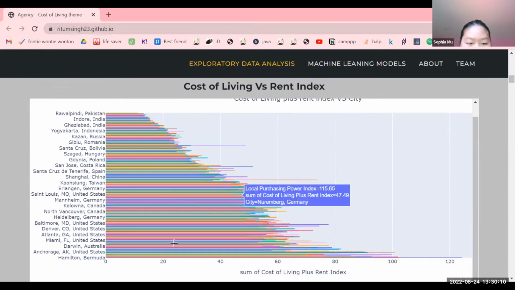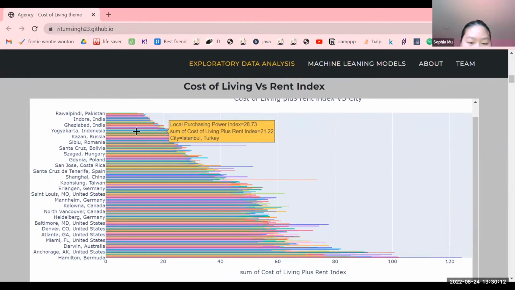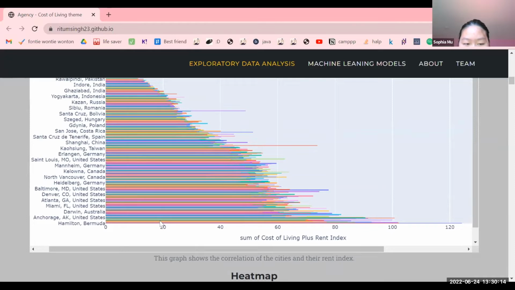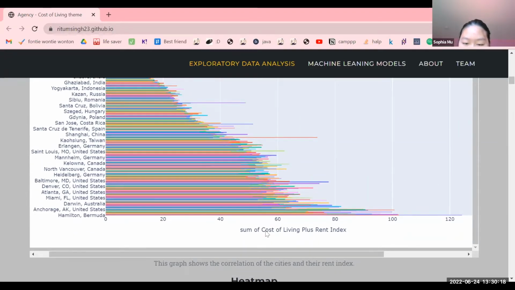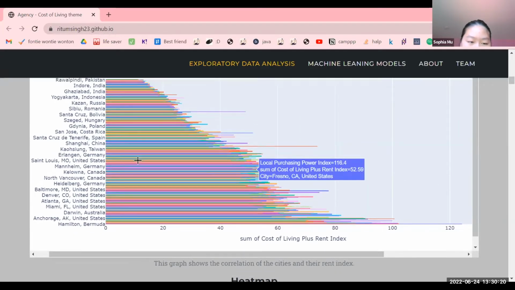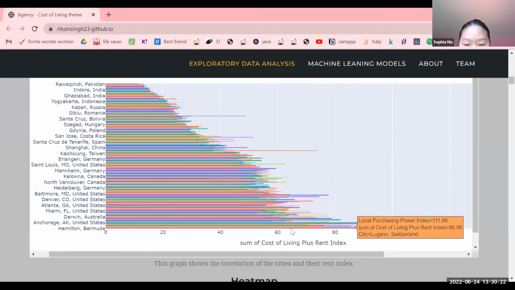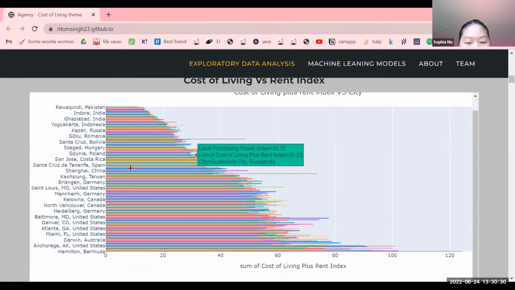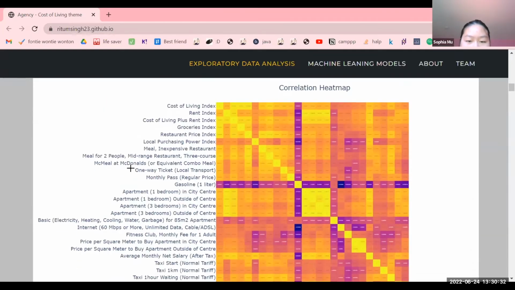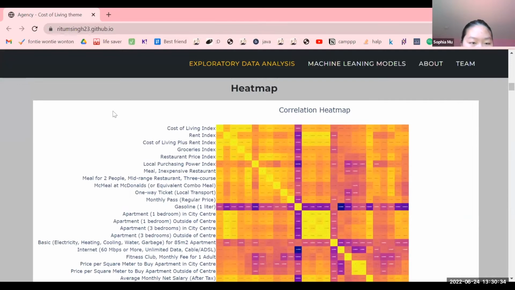And this is a histogram, and it's basically just about how much cost of living plus rent is in different cities. So as you can see, somewhere like Zurich, Switzerland is much more expensive than somewhere like Mysore, India. And I'll pass it on to Amir for these next two plots.